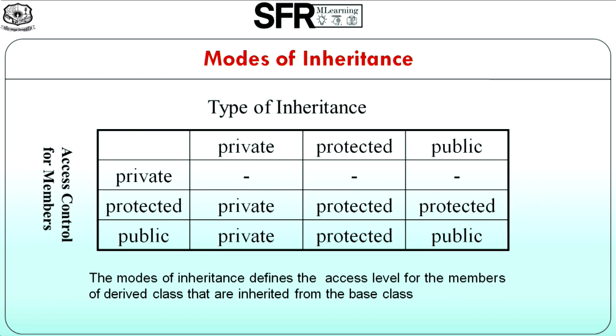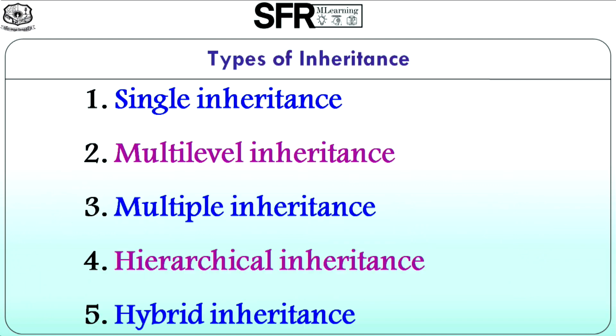We can tabulate like this. We can use it in a program. If we inherit in private mode, then we cannot get the member in the derived class. That is, the private access modifier cannot be inherited in private, protected and public. We can inherit in public and protected mode alone. The modes of inheritance define the access level of the members of the derived class that are inherited from the base class.